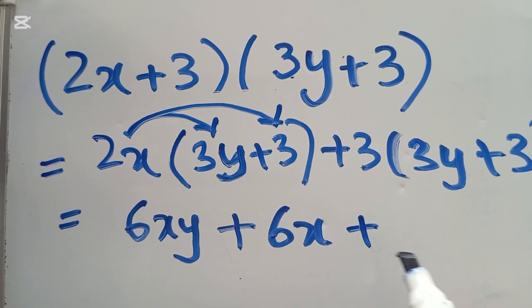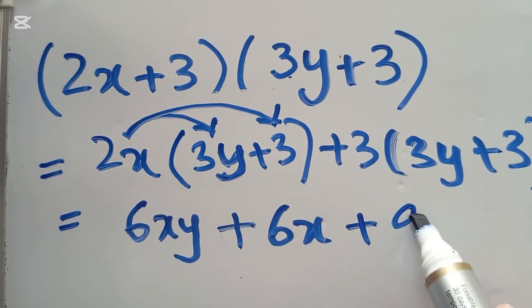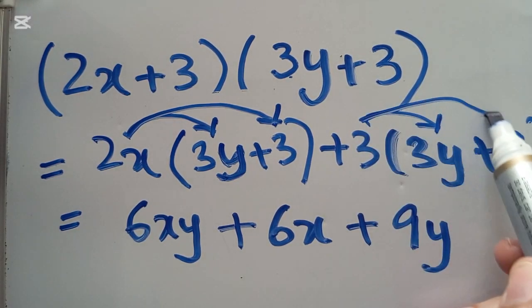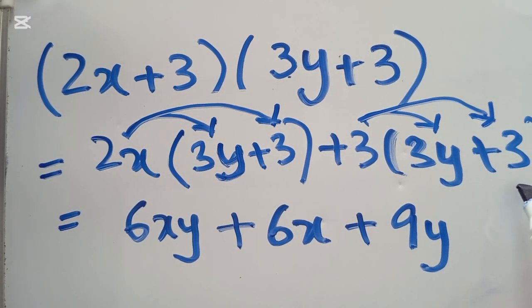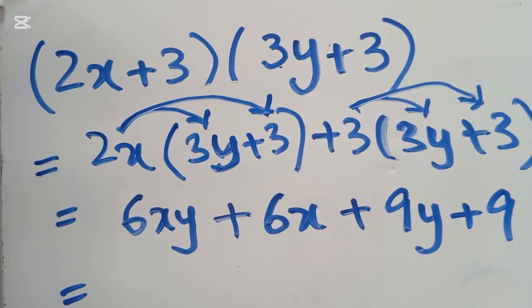Now go to the next one. 3 multiplied by 3 gives you 9, and y will remain as it is. And then this 3 will be multiplied with this 3, and this will give you 9. Now simplify it by doing addition.